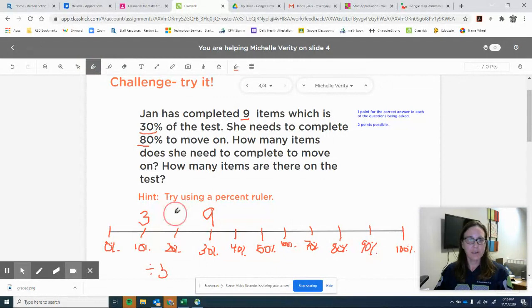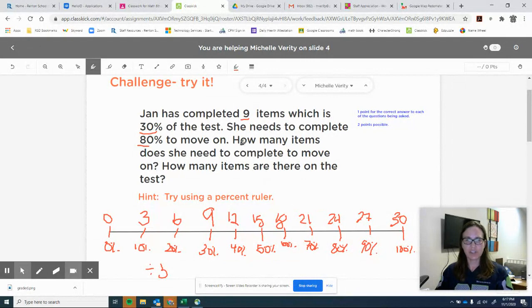Then every 10% is going to be 3 more. So we start with 0. 0 problems is 0%. 3 problems gives you 10% complete. 6 problems gives you 20%. 9 gives you 30. If we skip count, we've got 12, 15, 18, 21, 24, 27, 30. All right, so if we do a percent ruler, that's what it would look like.